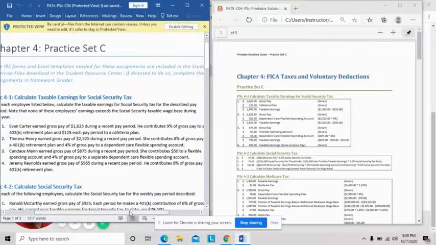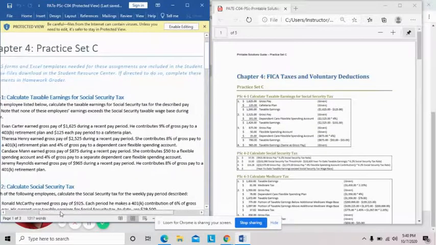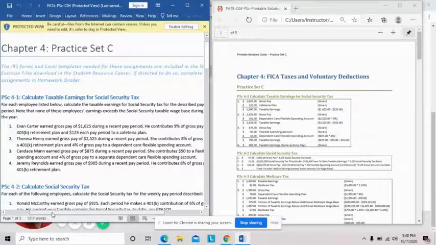If you look here, in number 1, you're given the gross pay and the cafeteria plan. Both are given, and you just subtract the two to find the taxable earnings. In this case, you had Evan Carter earning $16.25, as you see here. He contributed 9% of pay to a retirement plan, and then he gave pay to the cafeteria plan. But in this case, we're just subtracting the cafeteria plan.